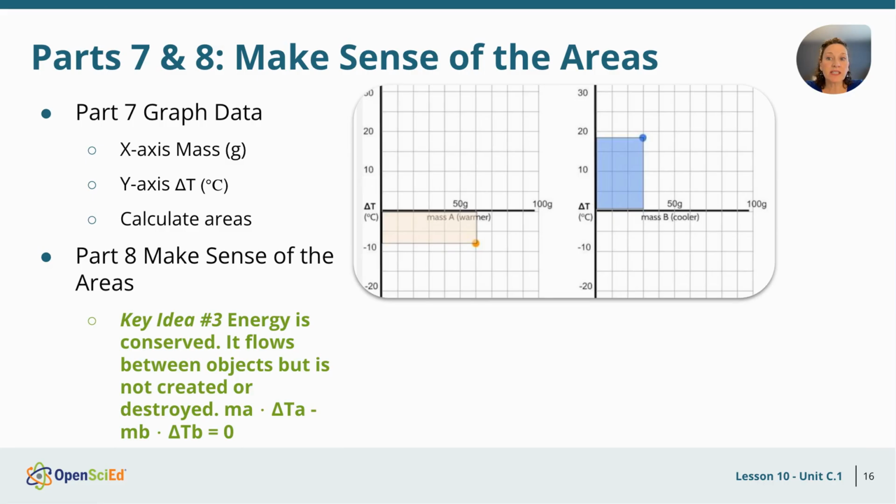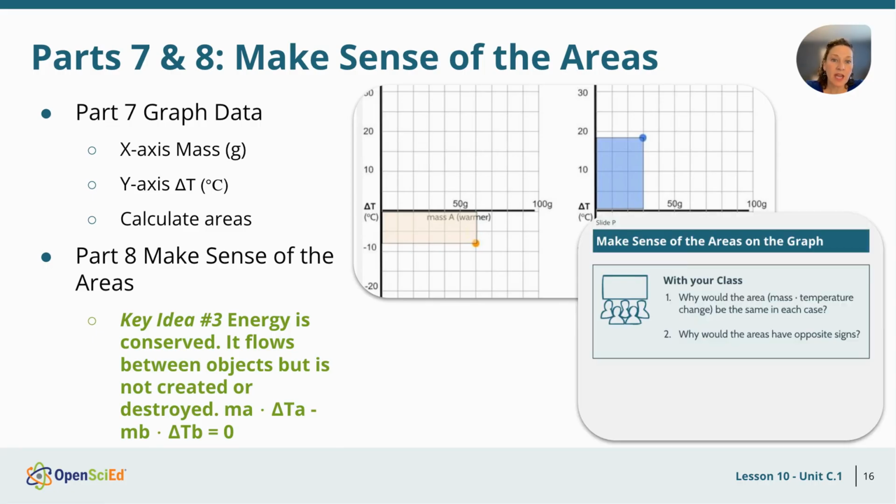Now for the key moments in part 7 and 8. In part 7, we show students how to graph the data from one trial. And so then we will help the students calculate the areas. In part 8, the second building understandings discussion is intended to support students in figuring out that the areas represent energy and that energy is conserved as it's transferred. So then we'll add key number 3, that energy is conserved, to our chart. It flows between objects, but it's not created or destroyed.